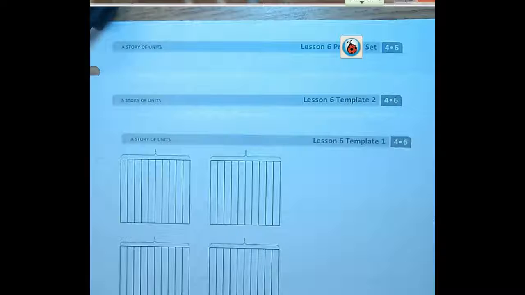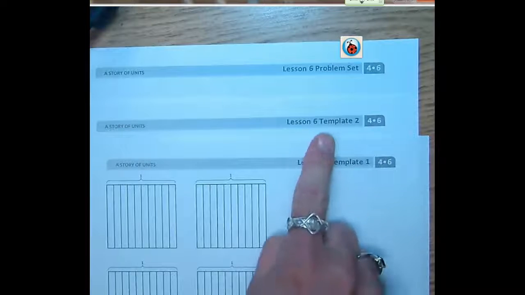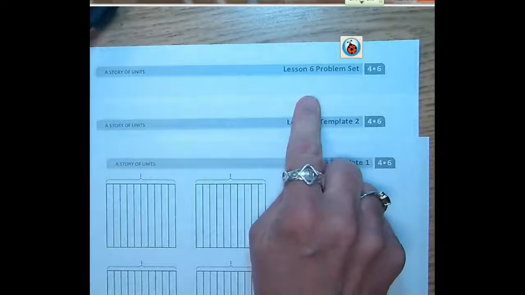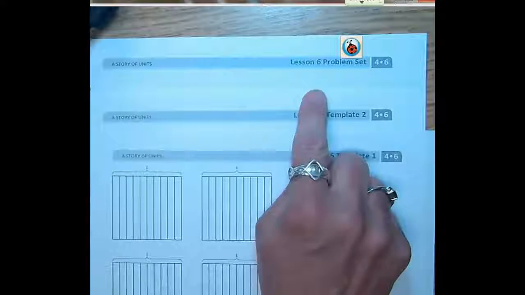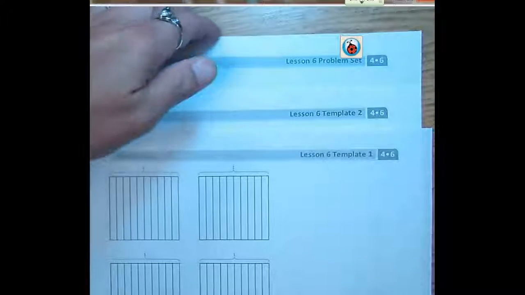So in the previous lessons, we've represented tenths and hundredths in Lesson 5. Now we're adding the ones column, the one whole. When you have this in fractional form, you're going to have a mixed number. So you are going to need Lesson 6 Template 1, Lesson 6 Template 2, and Lesson 6 Problem Set 1. Go ahead and get those out, and we're going to start with Lesson 6 Template 1.